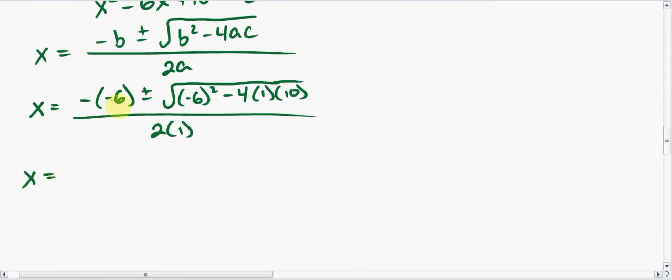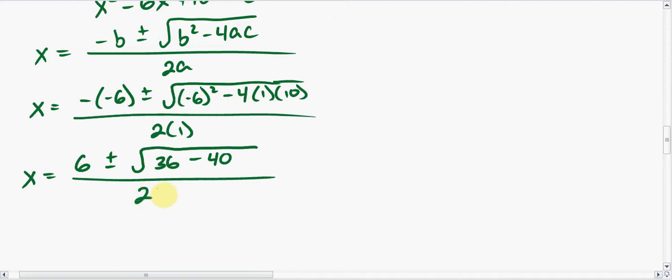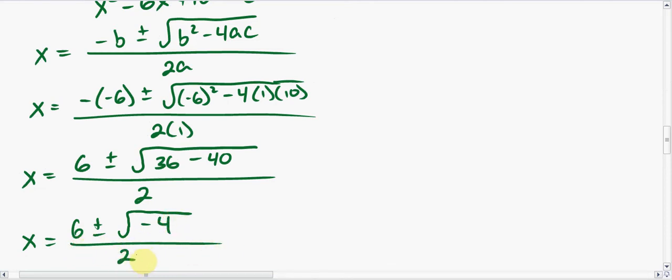So we have x equals the opposite of negative 6, which is positive 6, plus or minus the square root of 36. Negative 4 times 1 is negative 4, times 10 is negative 40, so we have minus 40 all over 2. And lastly, we have 6 plus or minus the square root of 36 minus 40 gives us negative 4 all over 2. So we have two imaginary solutions because we're going to get a negative underneath the square root, and we know how to deal with that now because we've dealt with imaginary numbers.